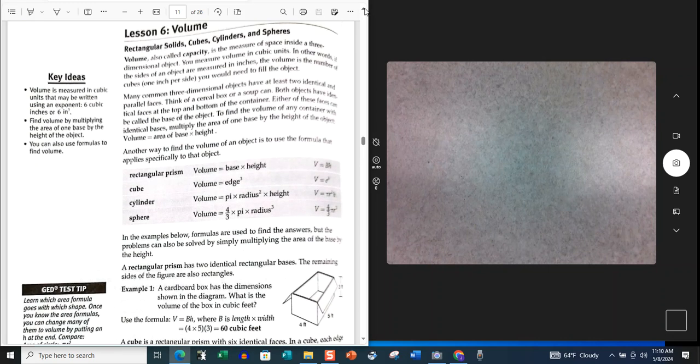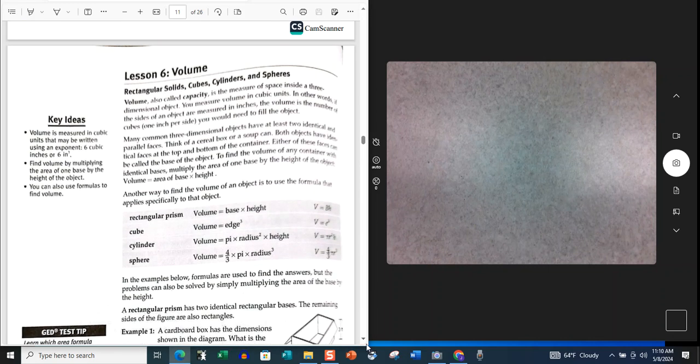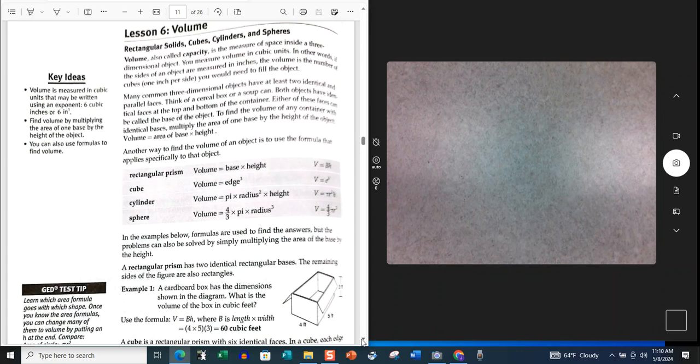Okay, class, we're going to start on lesson 6, which is volume. So we have rectangular solids, cubes, cylinders, and spheres. Volume, also called capacity, is the measure of space inside a three-dimensional object. You measure volume in cubic units. In other words, if the sides of an object are measured in inches, the volume is the number of cubes, 1 inch per side, you would need to fill the object.